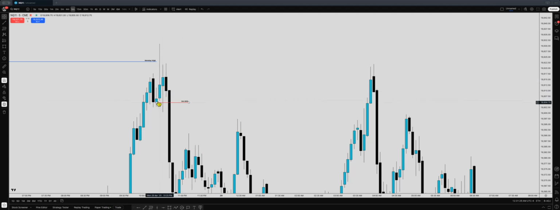But what I do like about this is that we took out Monday's high, and usually you want to see a purge in liquidity like here, right? So we got 3 bullish candles going up. We purged and violated Monday's high, and then immediately displaced down. So that's what I would like to see. You always want to see some form of liquidity being taken out of the market.